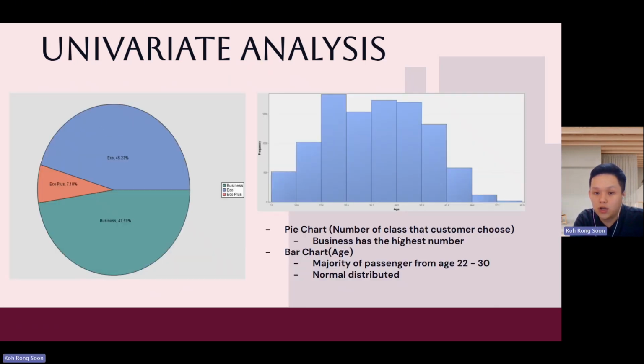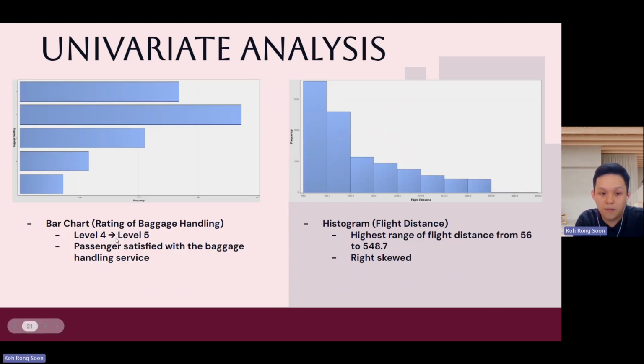Moreover, a pie chart is also drawn to investigate the class that customers choose, and the business class has the higher number. And a bar chart has been plotted in order to find out the majority of passengers choosing the airline service. The bar chart also shows that passengers are satisfied with the baggage handling service, as most of them rate the service at level 4 and level 5. Last but not least, the histogram of the flight distance is also plotted, and the distance from 56 to 548.7 has the higher number of flights.